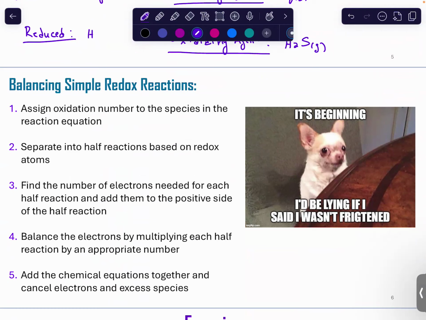So the first thing you want to do is assign oxidation numbers, then separate into half reactions based off redox atoms. Find the number of electrons needed for each half reaction. You're going to add them to the more positive side because you're going to add electrons until both your sides have the same charge. Balance the electrons or scale them by using multiplication factors to make sure your half reactions have the same number of electrons. Then you're going to add the chemical equations together and cancel like species on each side of the arrow sign.